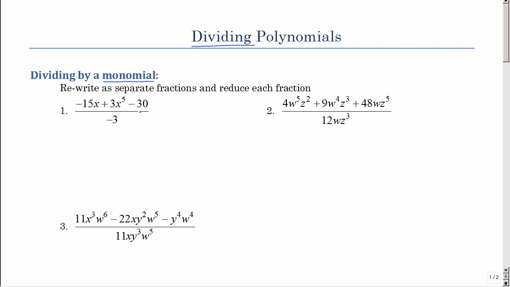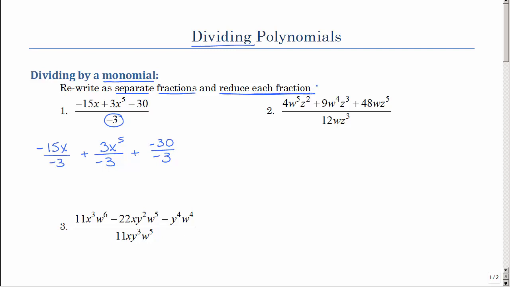Remember, that's one term. That's the easiest type of division because we can rewrite it as separate fractions and just reduce each fraction. Using our laws of exponents and other knowledge that we already have, this is going to be really easy. So you can always separate a numerator but not a denominator. Since our denominator is one term, a monomial, I can rewrite this as negative 15x over negative 3, 3x to the fifth over negative 3, and negative 30 over negative 3. So we've separated the fractions.